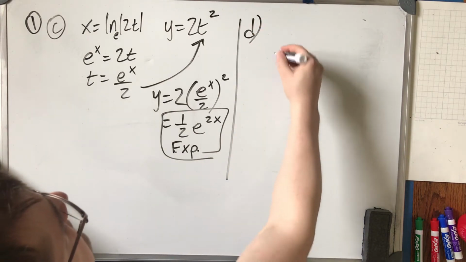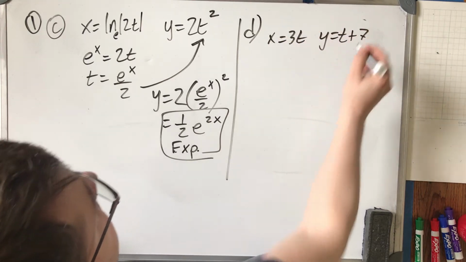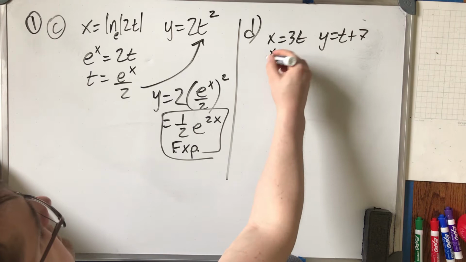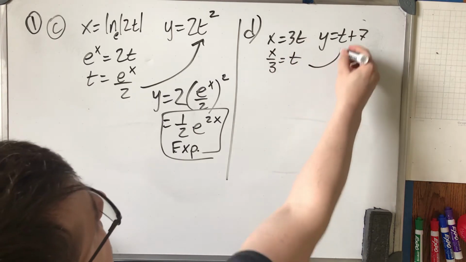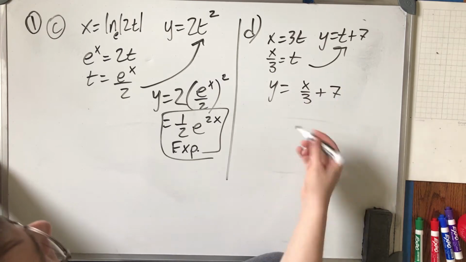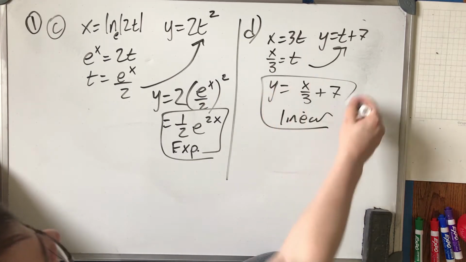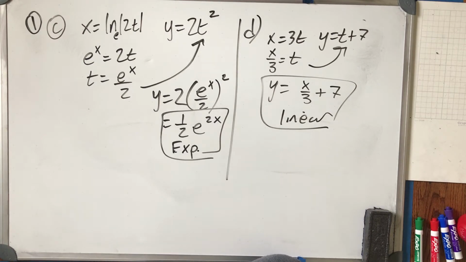If I look at part D, we have x equals 3t, y equals t plus 7. This one's going to be so hard, I can just tell. Take that, plug it in, we get y equals x over 3 plus 7, all right? And this is a linear function because we have mx plus b. Whew. Hardest one, don't you think?